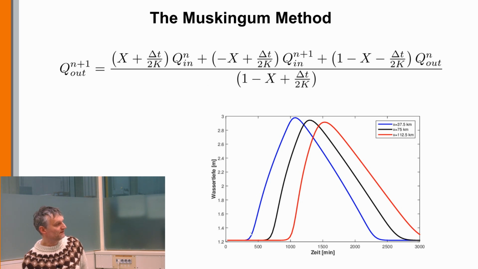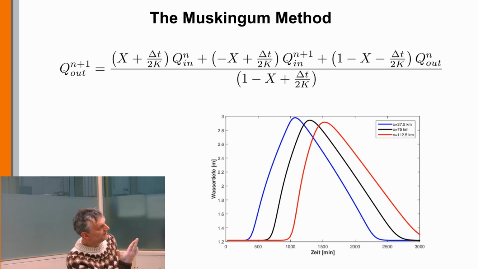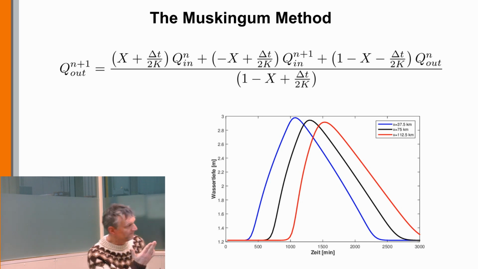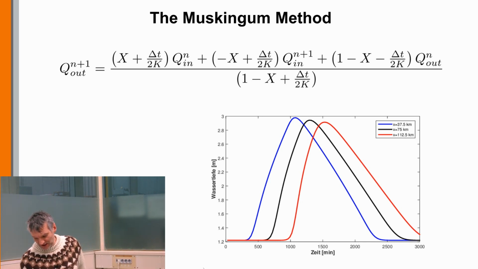We have a discharge, I always have the depth here, but it should be the discharge. We have a discharge at a certain point in the river, which here is at 37.5 kilometers. We have a discharge as a function of time.